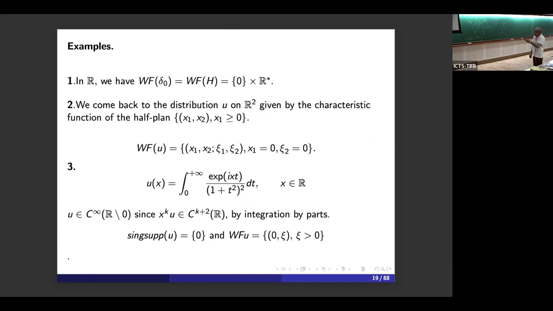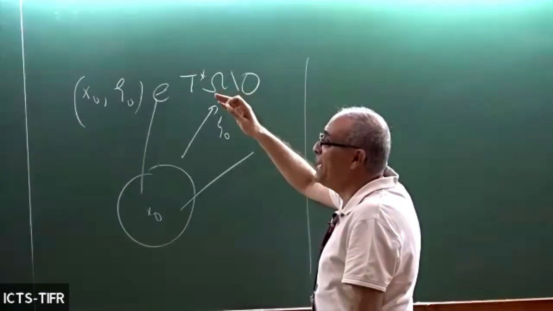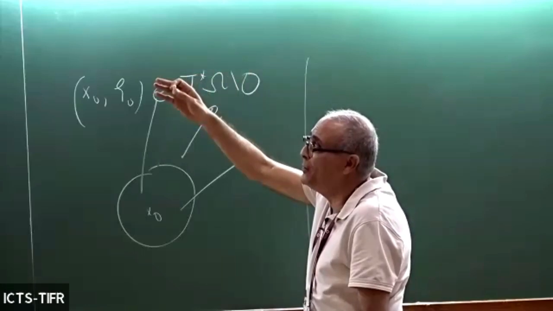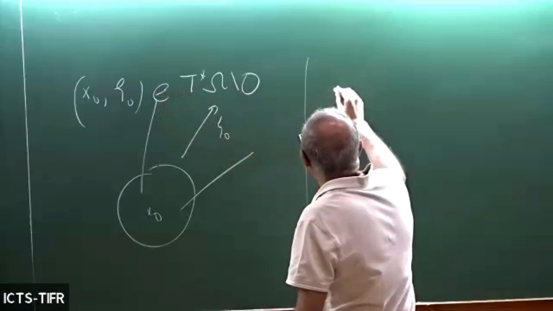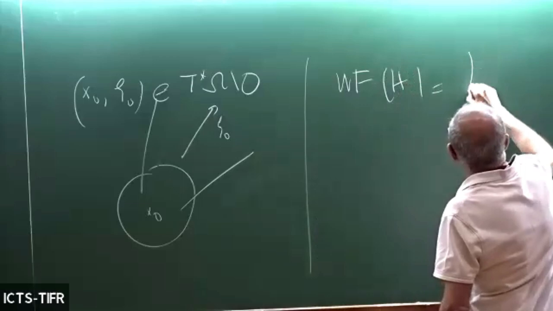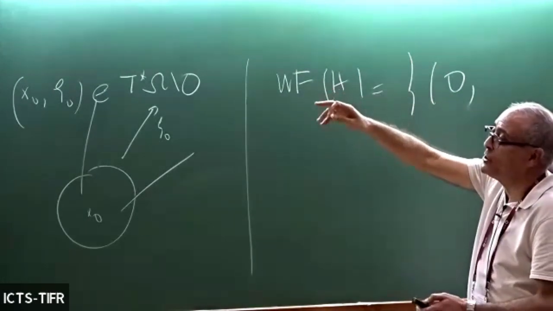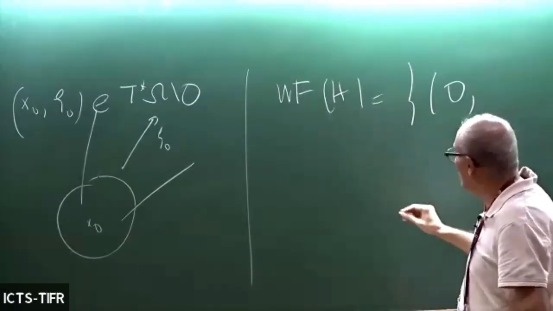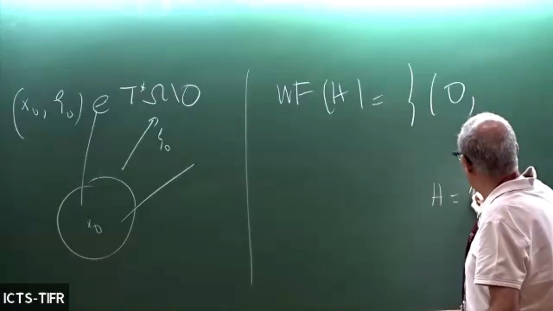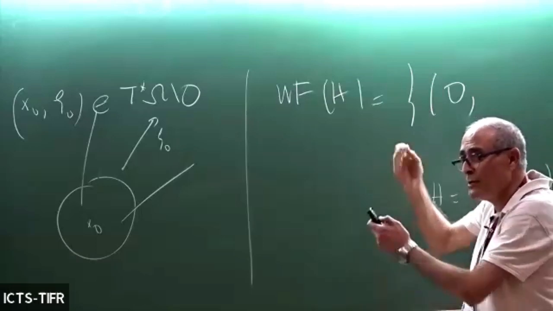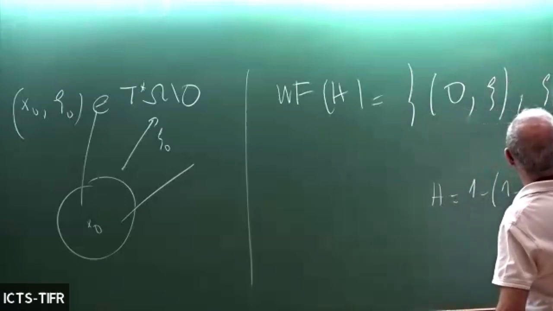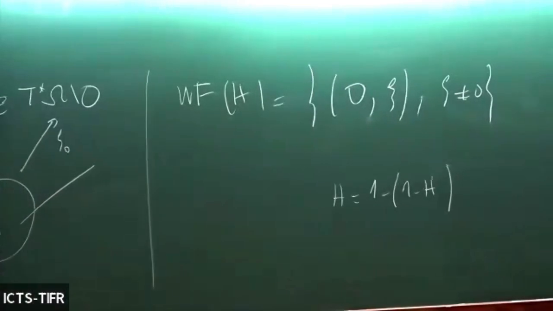Some examples: you take the Dirac mass, the Heaviside function. You know that the singular support is zero. Outside zero, it is smooth. So we are sure that outside zero, the behavior of the Fourier transform of delta or H is good. So we are sure that the wavefront, for instance of H, is zero and something. For the Heaviside function, you have two possibilities, and the two are bad, so it goes in the two senses.